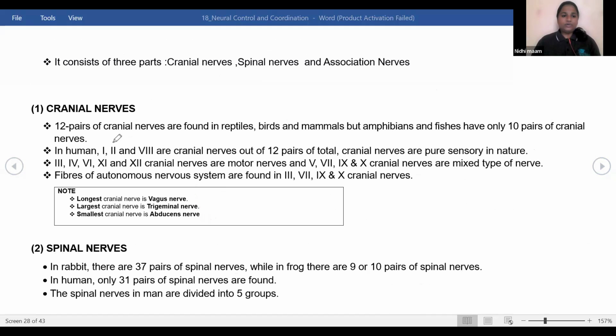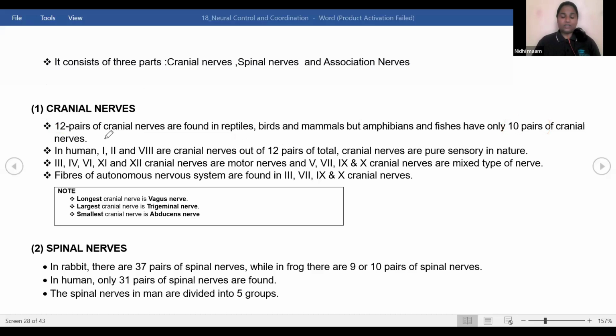In humans, 1, 2, 8 are sensory cranial nerves out of 12 pairs in total. Totally we have 12 pairs of cranial nerves, which are found in reptiles, birds and mammals, but amphibians have only 10 pairs of cranial nerves.